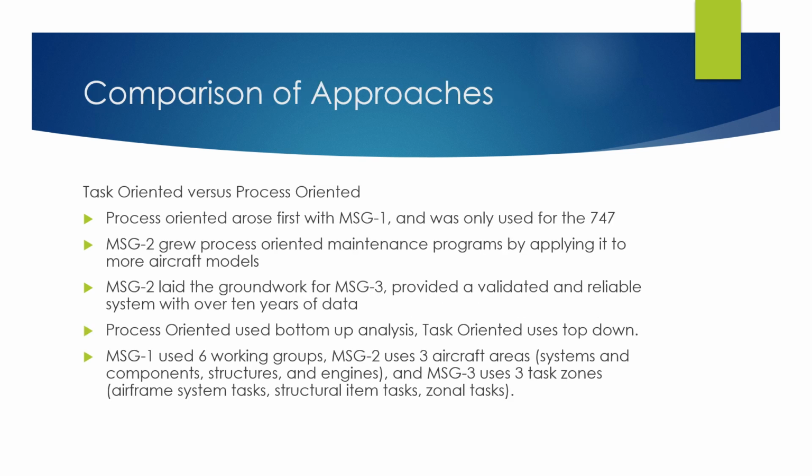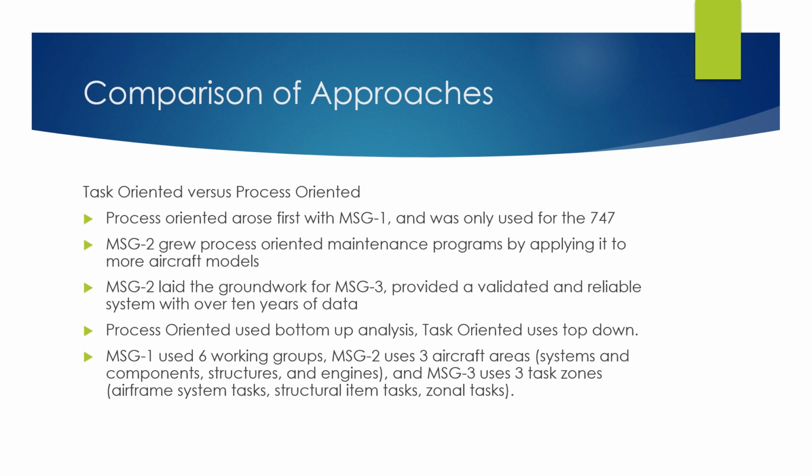So to compare the task-oriented and process-oriented approaches, the process-oriented maintenance programs first arose with MSG1 and were only used for the 747. Then MSG1 evolved into MSG2, which helped advance process-oriented maintenance programs by applying it to more types of aircraft models. Then MSG2 laid the groundwork for MSG3 by providing a validated and reliable system with over 10 years of data. The process-oriented approach used a bottom-up analysis, and the task-oriented uses top-down.